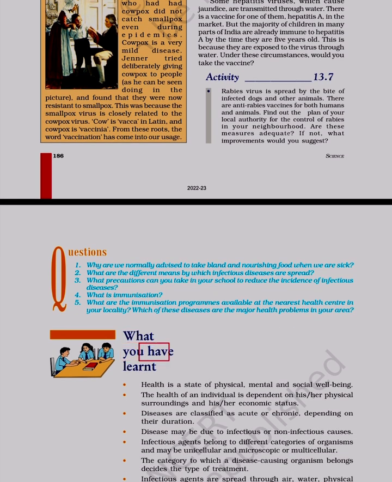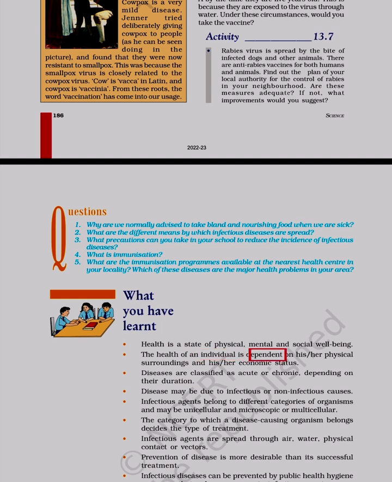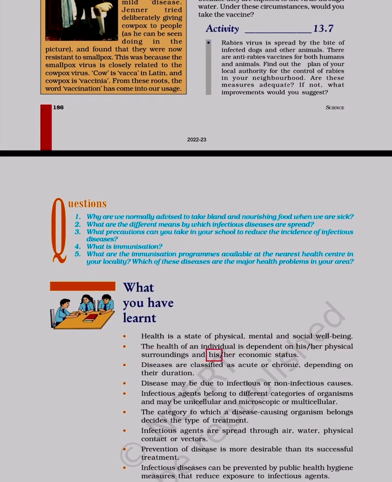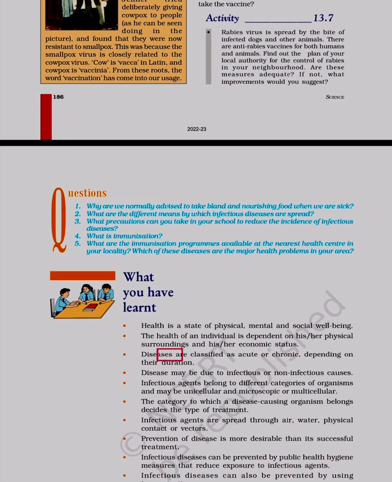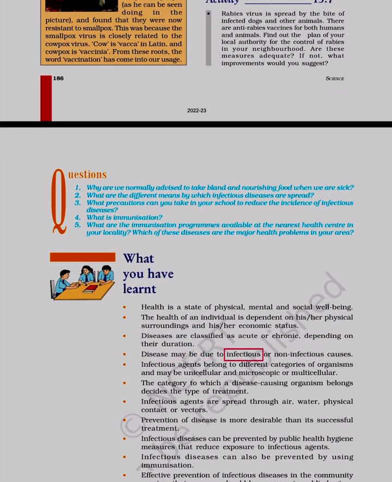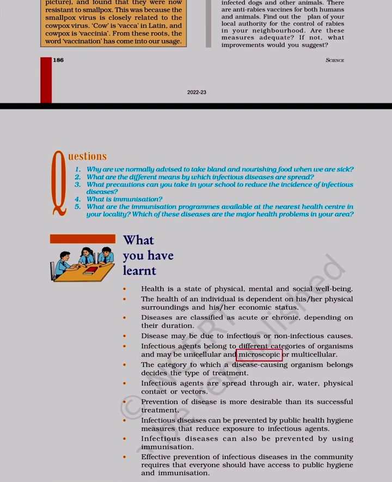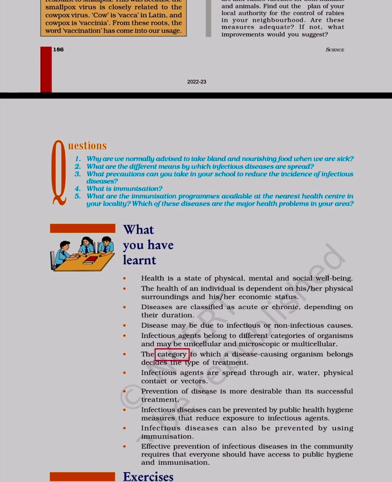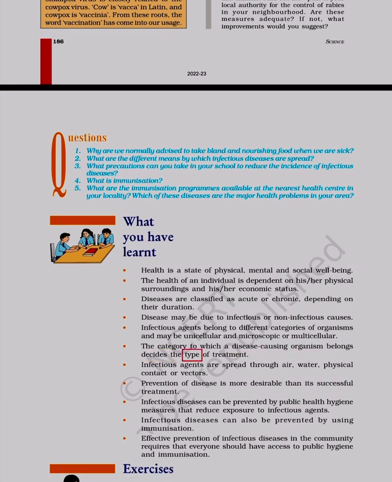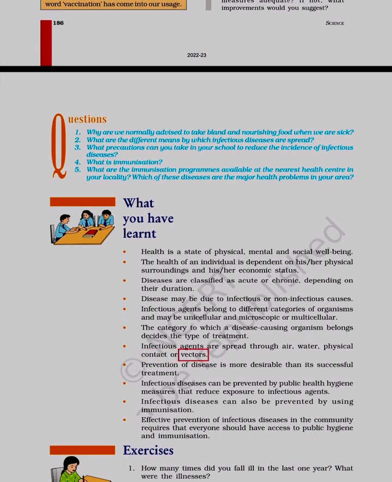What you have learned. Health is a state of physical, mental, and social well being. The health of an individual is dependent on his or her physical surroundings and his or her economic status. Diseases are classified as acute or chronic, depending on their duration. Disease may be due to infectious or non-infectious causes. Infectious agents belong to different categories of organisms and may be unicellular and microscopic or multicellular. The category to which a disease-causing organism belongs decides the type of treatment. Infectious agents are spread through air, water, physical contact, or vectors.